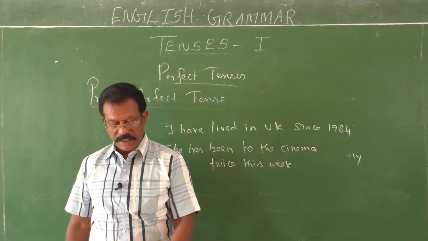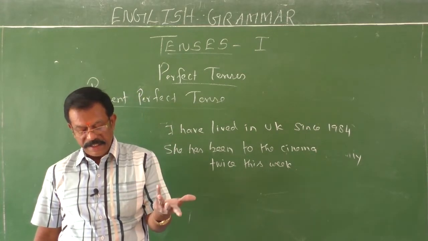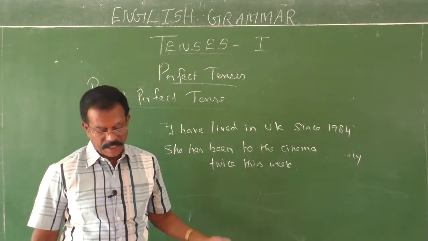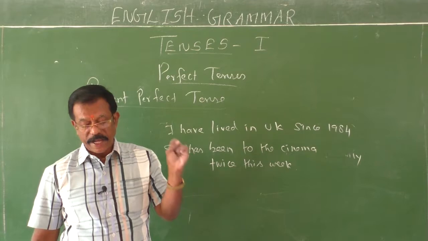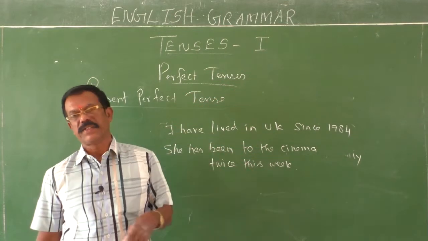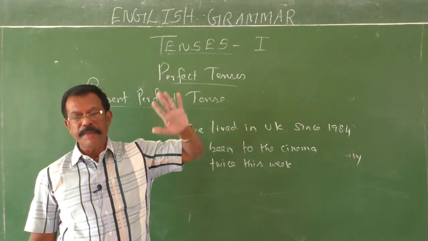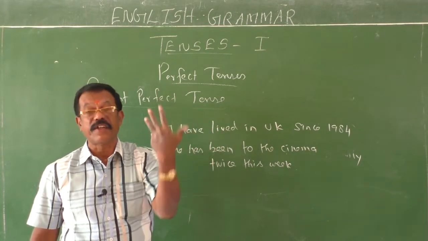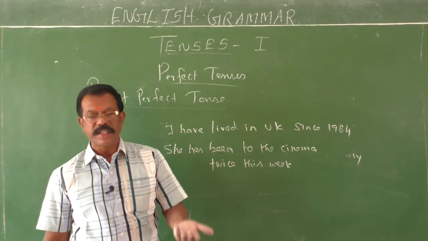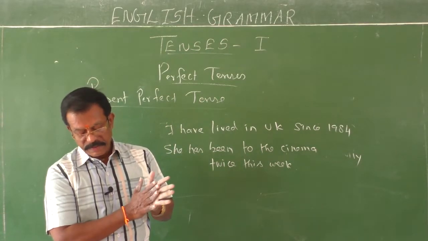Okay, and more than that, when the time period referred to has not finished, it has rained a lot this year. So action started in the past and continues in the present, there you can use this present perfect tense. When the time period referred to has not yet finished, there also you can use this present perfect. Actions committed in the very recent past. I have just finished my work. I have just eaten.